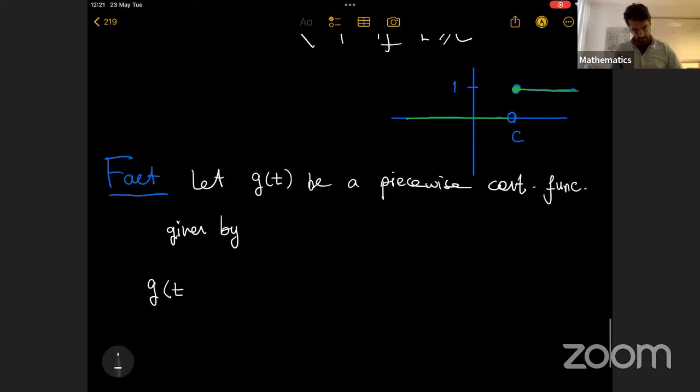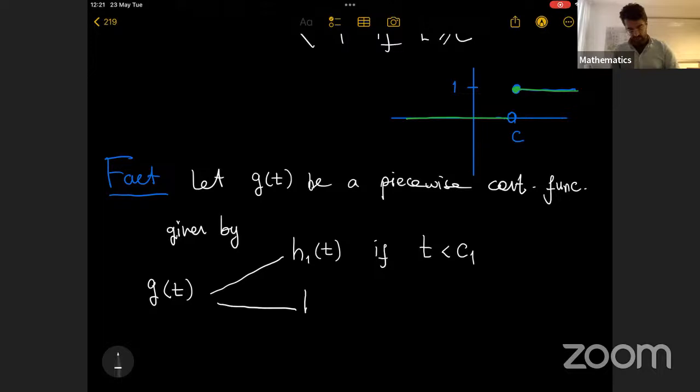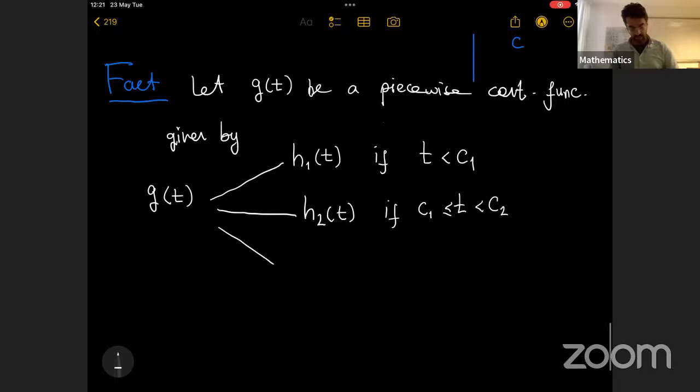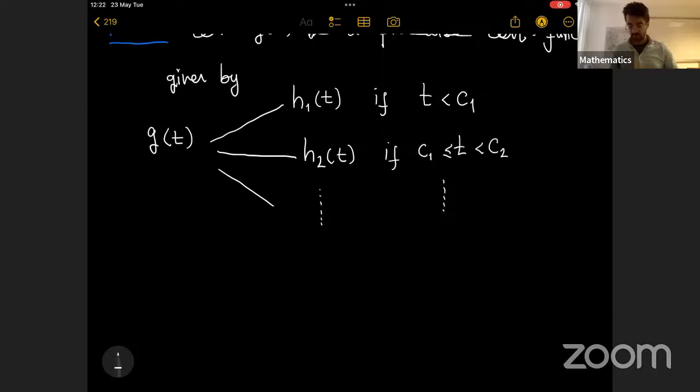g(t) is h1(t) if t is less than c1, it's h2(t) if t is less than c2 and greater than or equal to c1, and you continue like that. Okay, and so you may have several pieces, okay?